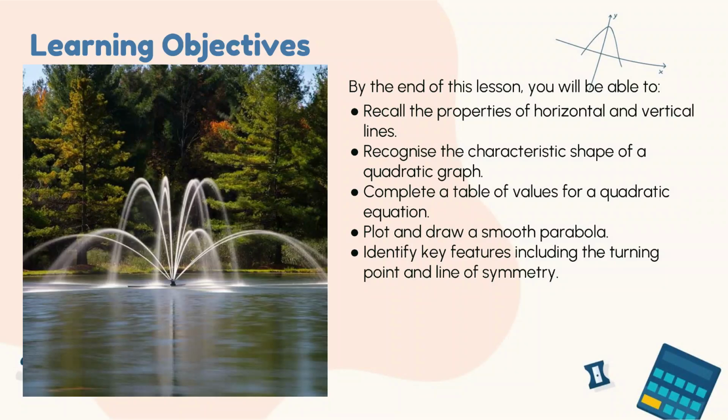By the end of this lesson, you should be able to recall the properties of horizontal and vertical lines. You will recognize the characteristic shape of a quadratic graph. You will complete a table of values for a quadratic equation. You will plot points and draw a smooth parabola. Finally, you will identify key features of a quadratic graph, including the turning point and the line of symmetry. The key idea today is that quadratic graphs are not straight lines. They are curves called parabolas.